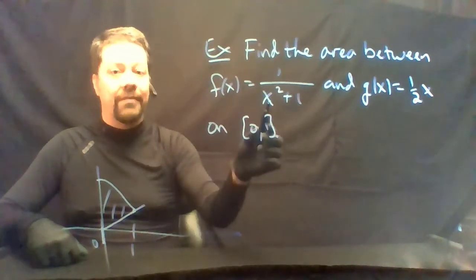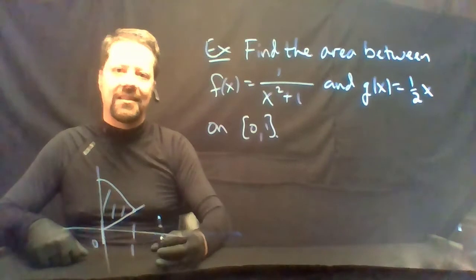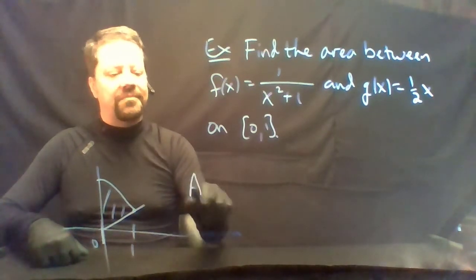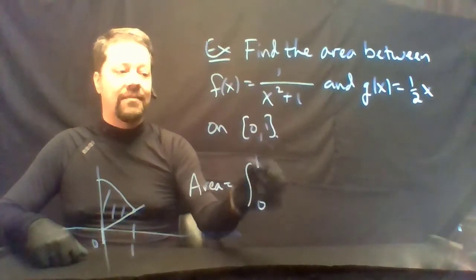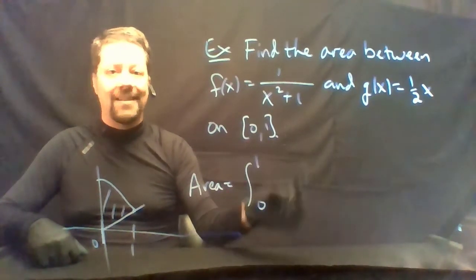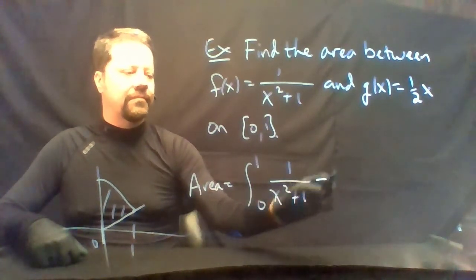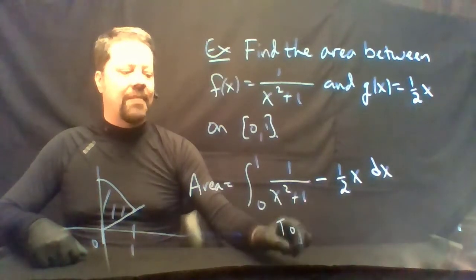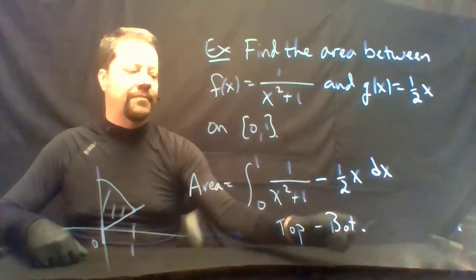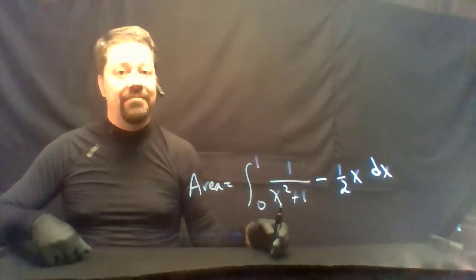The top curve is always the curve 1 over x squared plus 1 until they intersect. So the area will be the integral from 0 to 1, top curve minus bottom curve. It's always top minus the bottom. If you get a negative area, you've done something wrong.